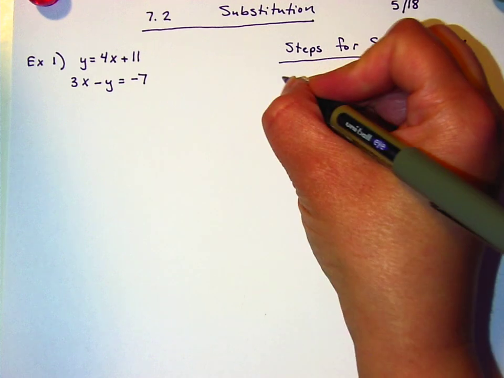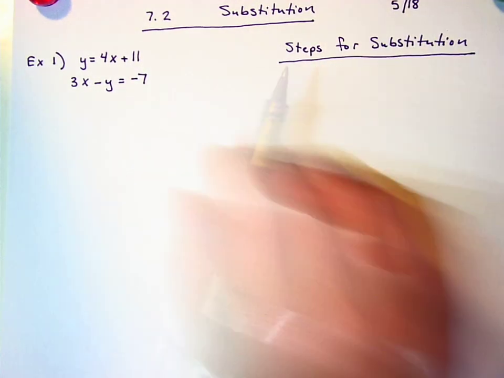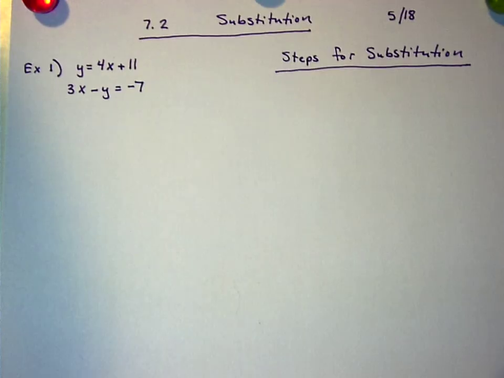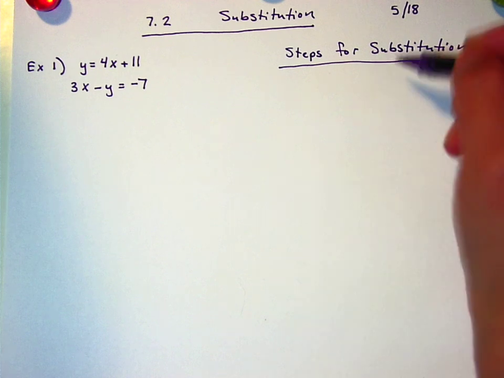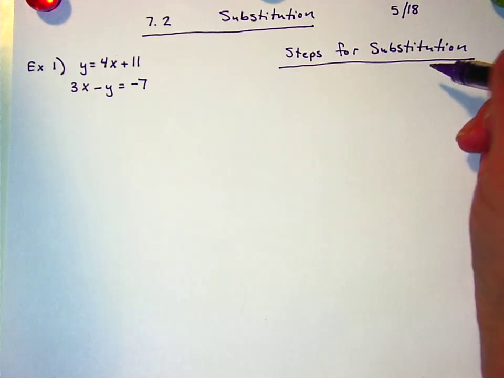So, all right, go ahead and catch up. If you need to pause the video, pause the video. You should write in your notes: this is 7.2, substitution. Today's 518. Write down the problem, which is y equals 4x plus 11 and 3x minus y equals negative 7. And then we've got steps for substitution over here.